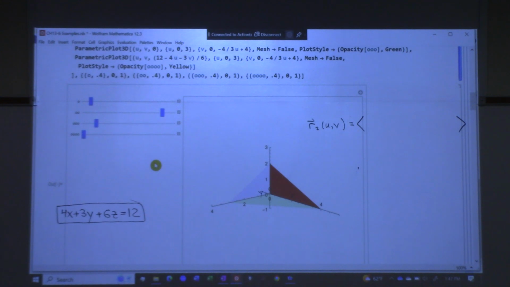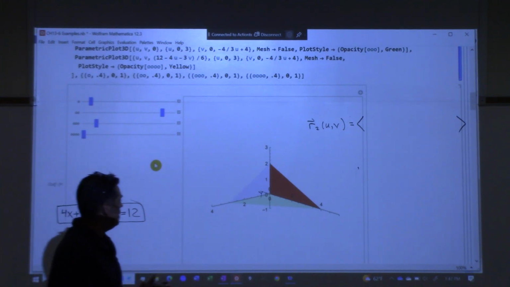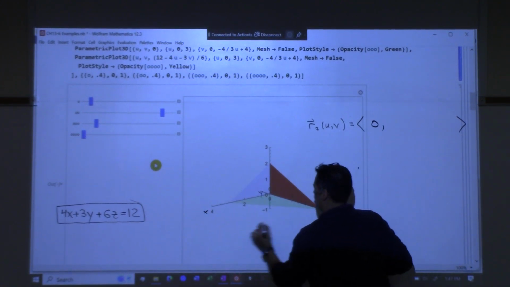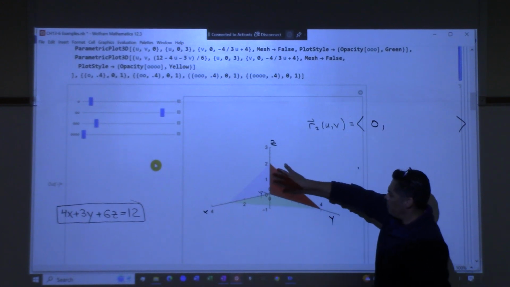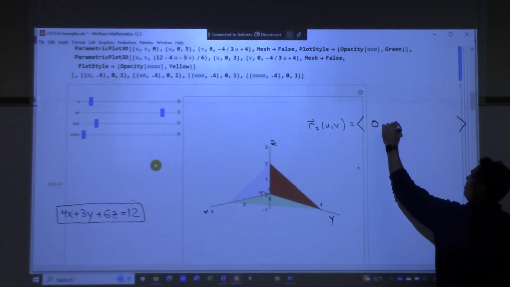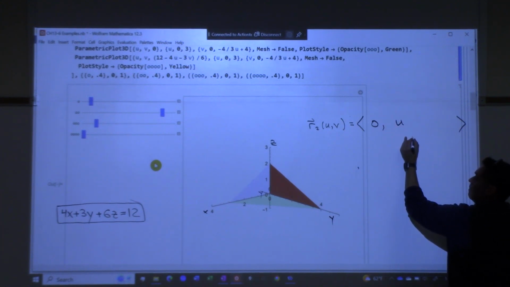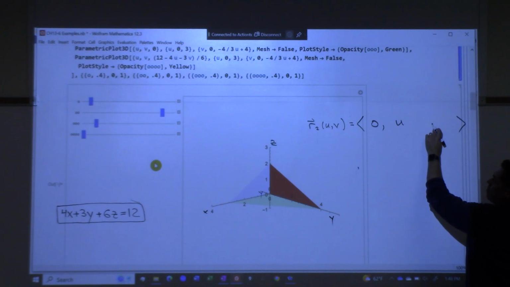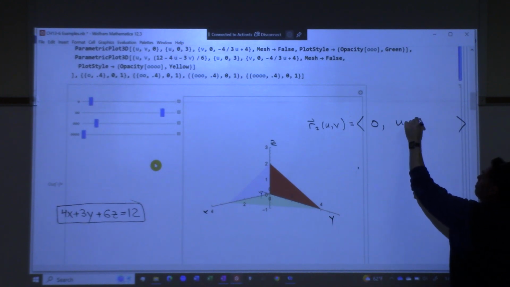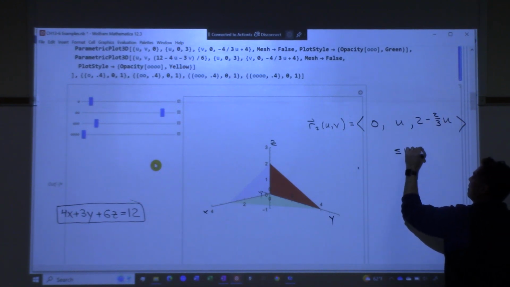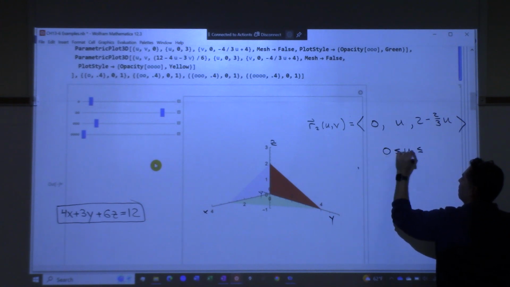Are you ready? Okay, go ahead. Tell me. 0. 0, that's because the red triangle always lives in the YZ plane, so the x coordinate's always 0. Go ahead. u, and then 2 minus 2/3 v. Where the v goes? You want 2 minus 2/3 u. Okay, and what do you want u to go between? Between 0 and 4. Okay, good.